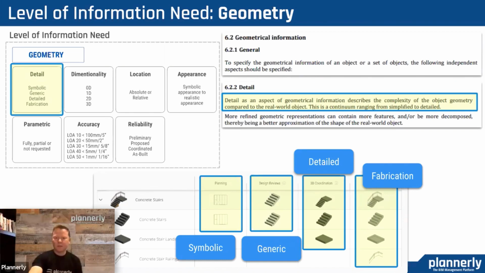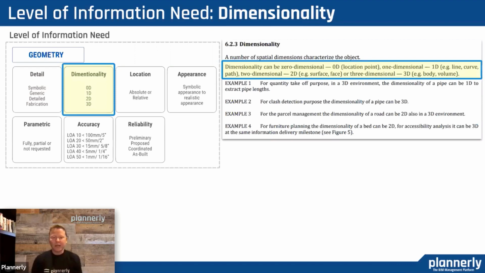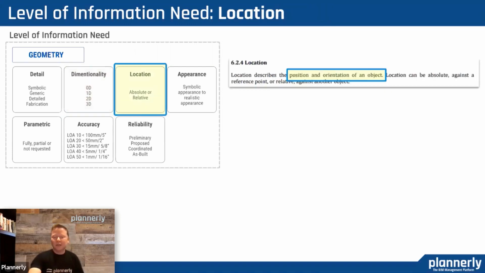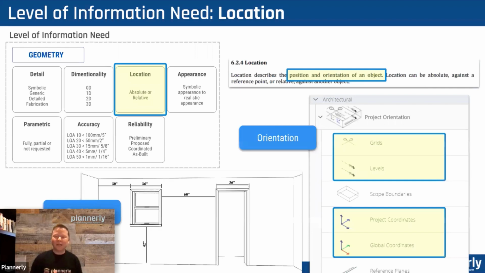Yeah, absolutely. And then the second part is dimensionality. So is this just a piece of text or a dot on a piece of paper, or is it actually three-dimensional? Whether it's 2D or 3D is going to make a big difference in how much time is going to be spent creating it and updating it later on. And then location: where is this object? Is it relative to others? What is the definition for understanding where an object is, and is it potentially associated with another object?